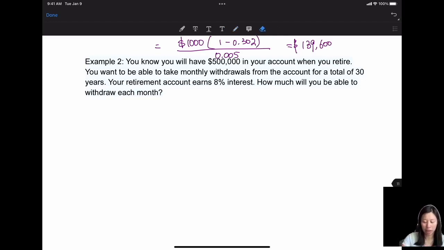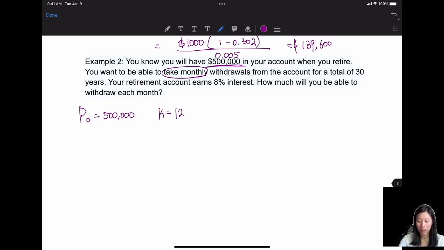Okay, again, let's see which one is which. 500,000 in your account. So that means your account starts with 500,000, and then you want to take the money monthly. So that means the frequency should equal 12. And then you want it to last 13 years. So n is equal to 13, and the interest rate is 0.008. So how much will you be able to withdraw each month? That means we don't know D.